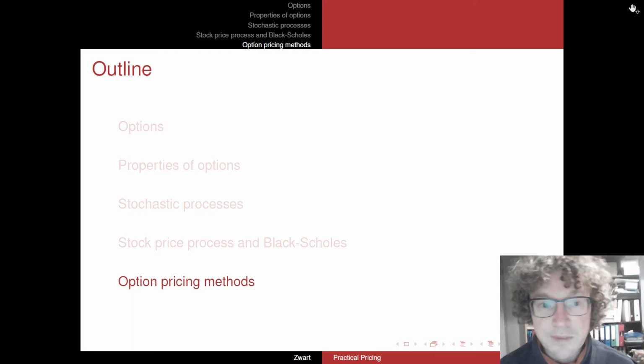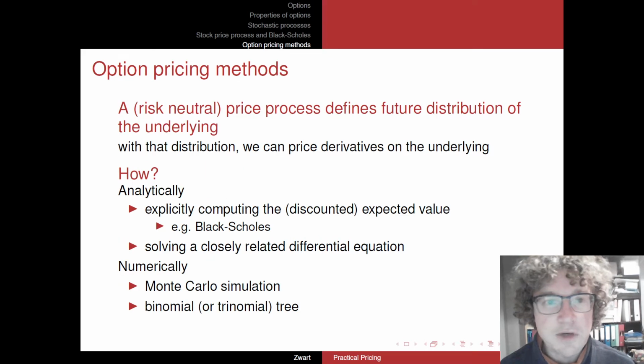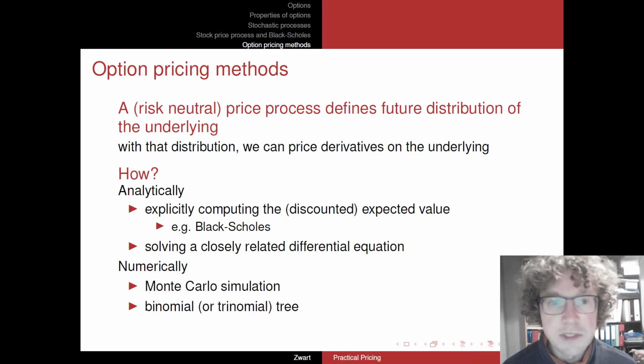So let's finally get to option pricing methods more generally. What we've looked at so far is that this price process, or formally a risk neutral price process, that this S, the stock price, is going to obey, defines some future distribution of this underlying asset, this stock price. If we know the distribution, and we saw with geometric Brownian motion that the distribution is given by a log normal distribution, then we can price derivatives on that underlying, on that stock. So how can we do that?